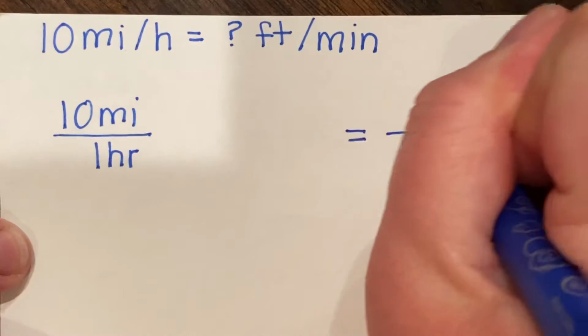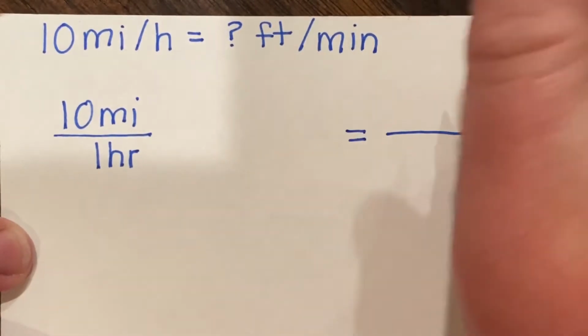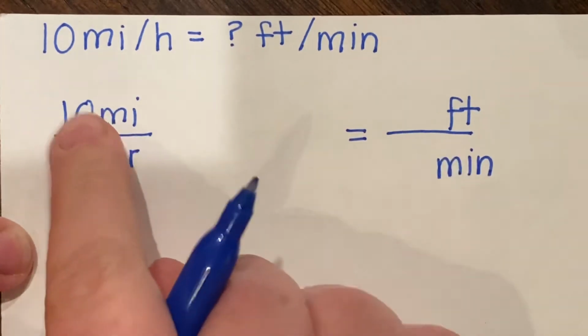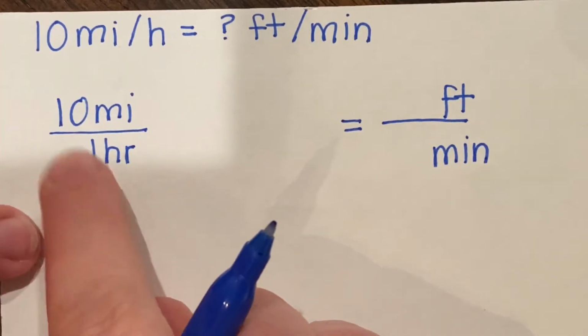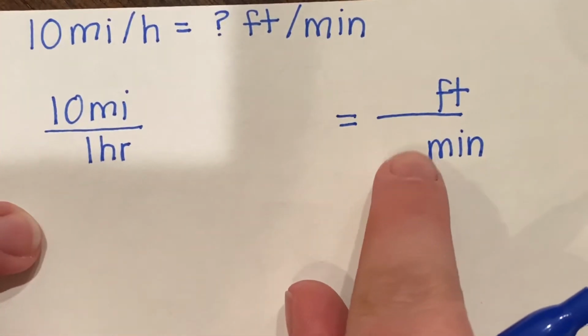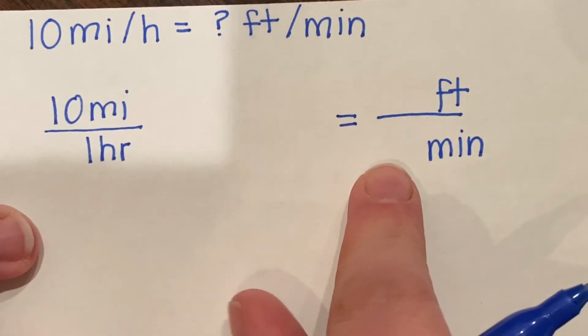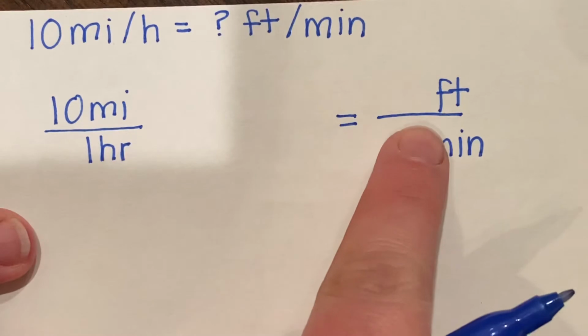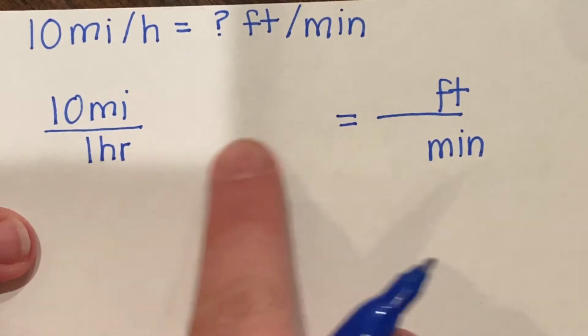And I need to figure out how many feet per minute this initial rate is. So we're gonna go from 10 miles per hour all the way to feet per minute. Now, if you look at it, you notice that we have miles and we have to turn them to feet, and then we have hours that we need to turn into minutes.